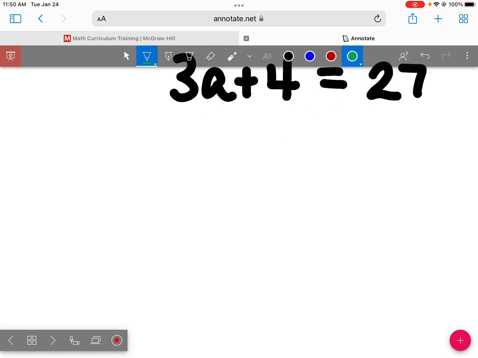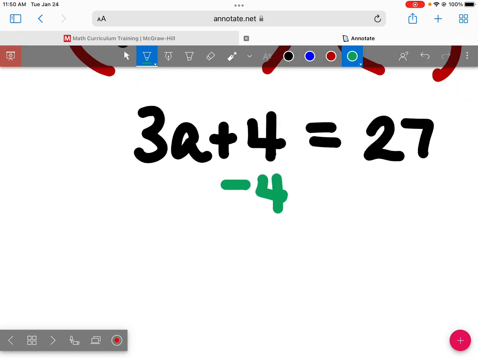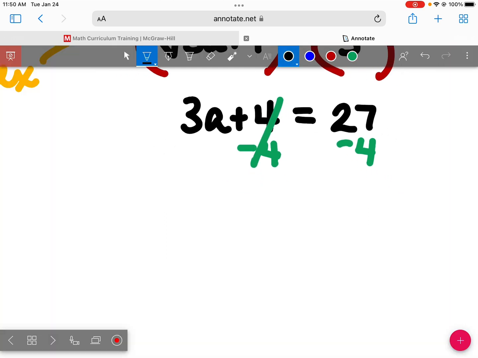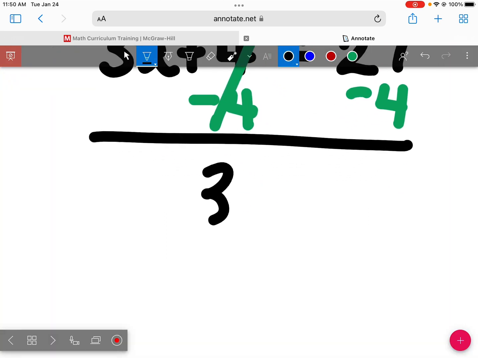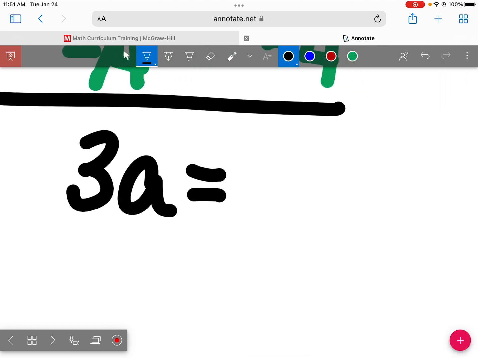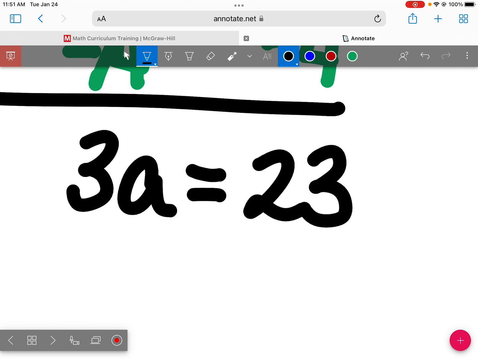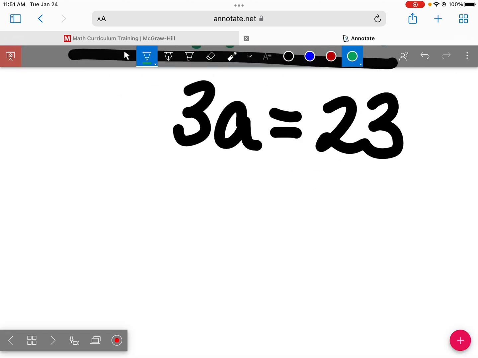What next? -4 on both sides. So 3a equals what? 23. What do I do to get a all alone now? Divide both sides by 3.